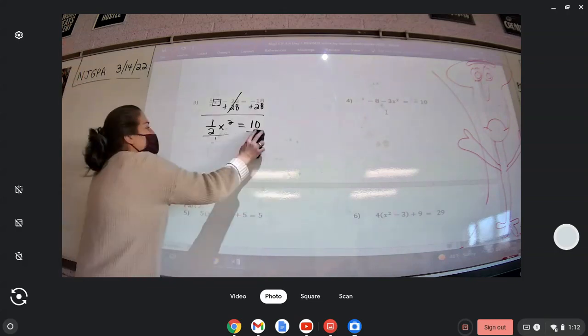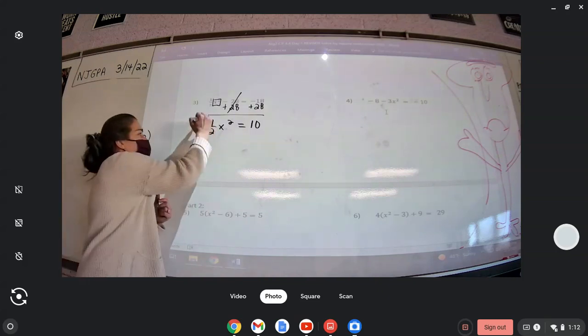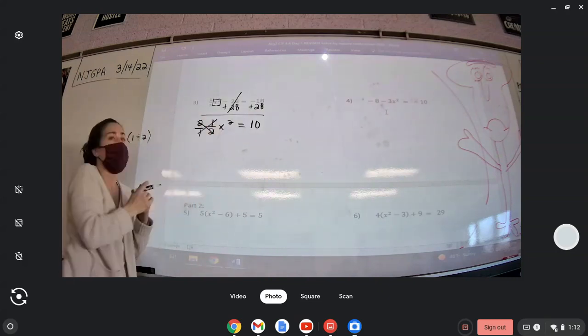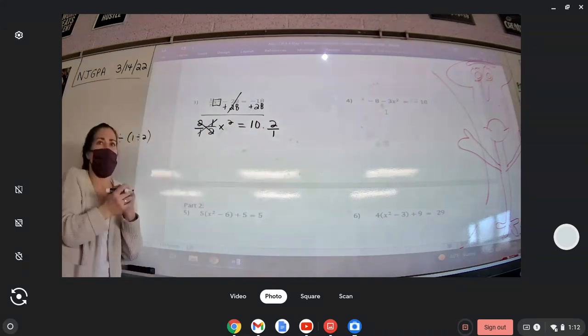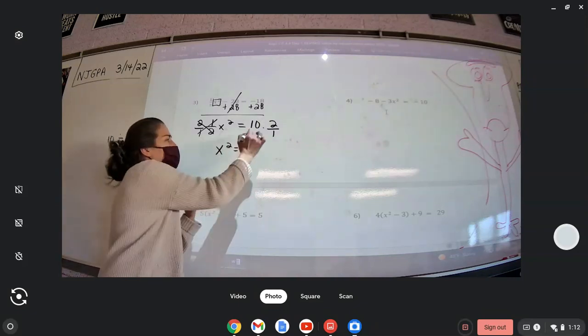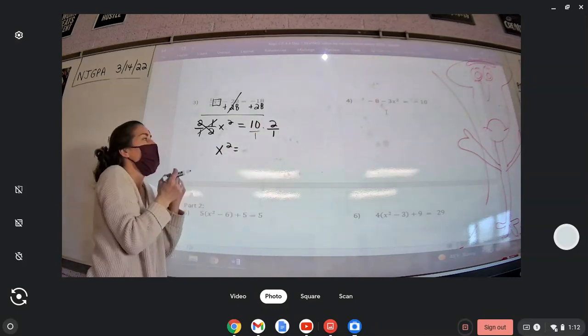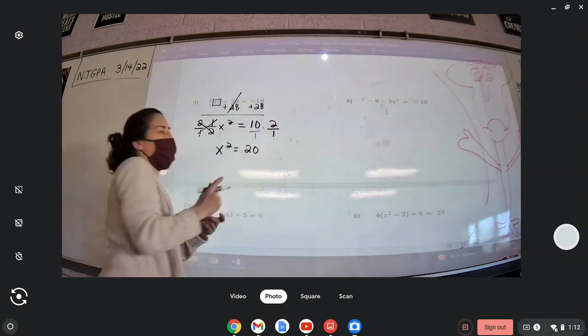Or what we normally try to do to get rid of it is times by its reciprocal. Times the fraction by its reciprocal, and that will get rid of your fraction. You have definitely seen that. We've used that this year. All right, so x squared equals, guys, what's 10 times 2 on top? 20. 1 times 1 is 1, but that's just 20.